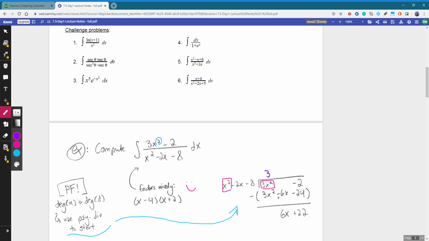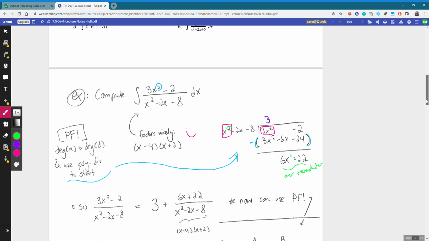Right, and multiplying that through, and then subtracting, we end up with the polynomial 6x plus 22, and this right here is our remainder. Right, the degree of this polynomial, 1, is less than the degree that we're dividing by, 2, and so this is our remainder that we can work with.